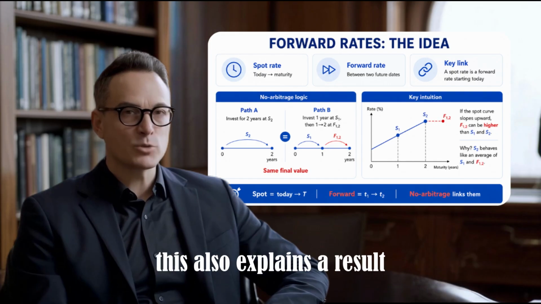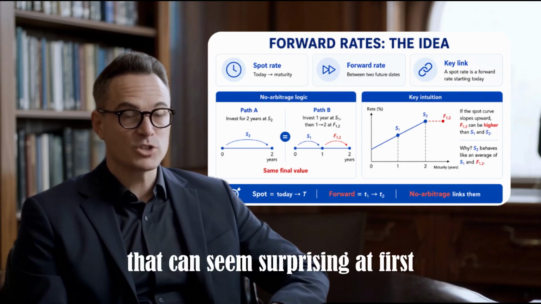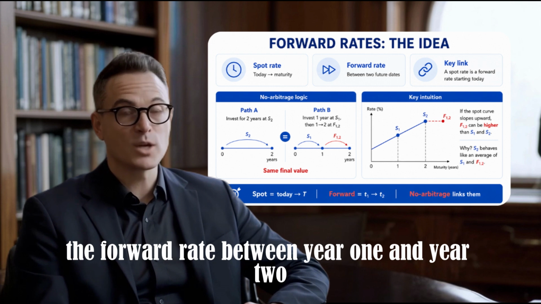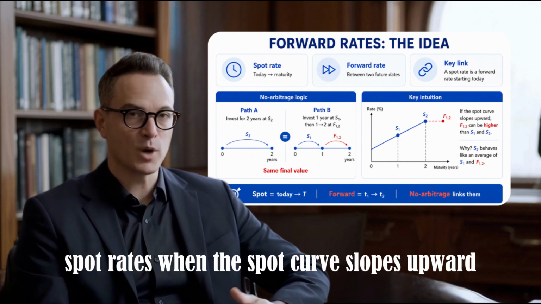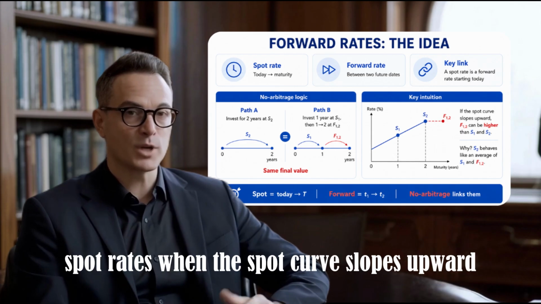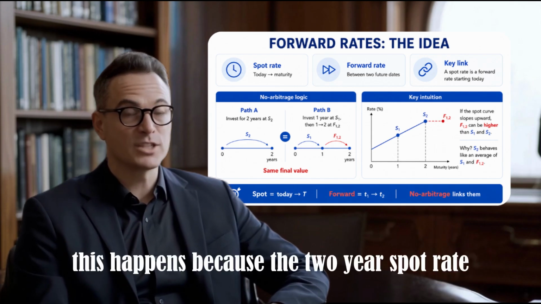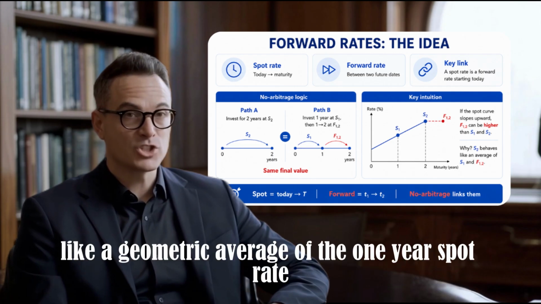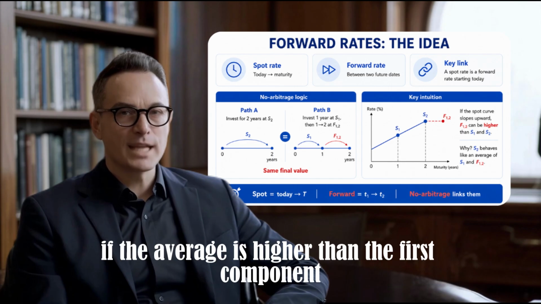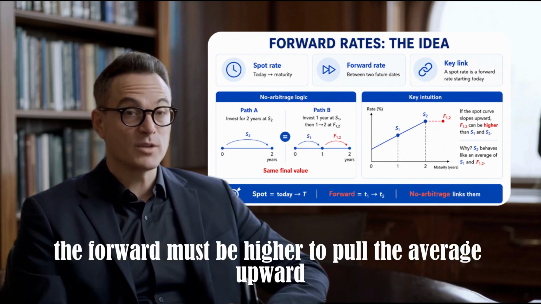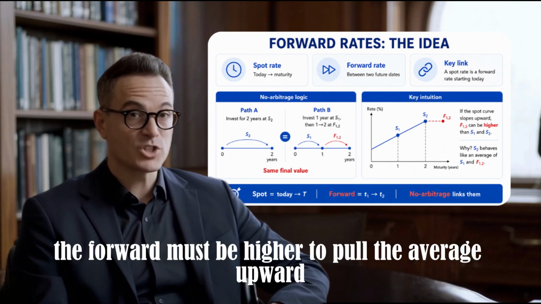This also explains a result that can seem surprising at first. The forward rate between year 1 and year 2 can be higher than both the 1-year and 2-year spot rates when the spot curve slopes upward. This happens because the 2-year spot rate behaves like a geometric average of the 1-year spot rate and the forward rate. If the average is higher than the first component, the forward must be higher to pull the average upward.